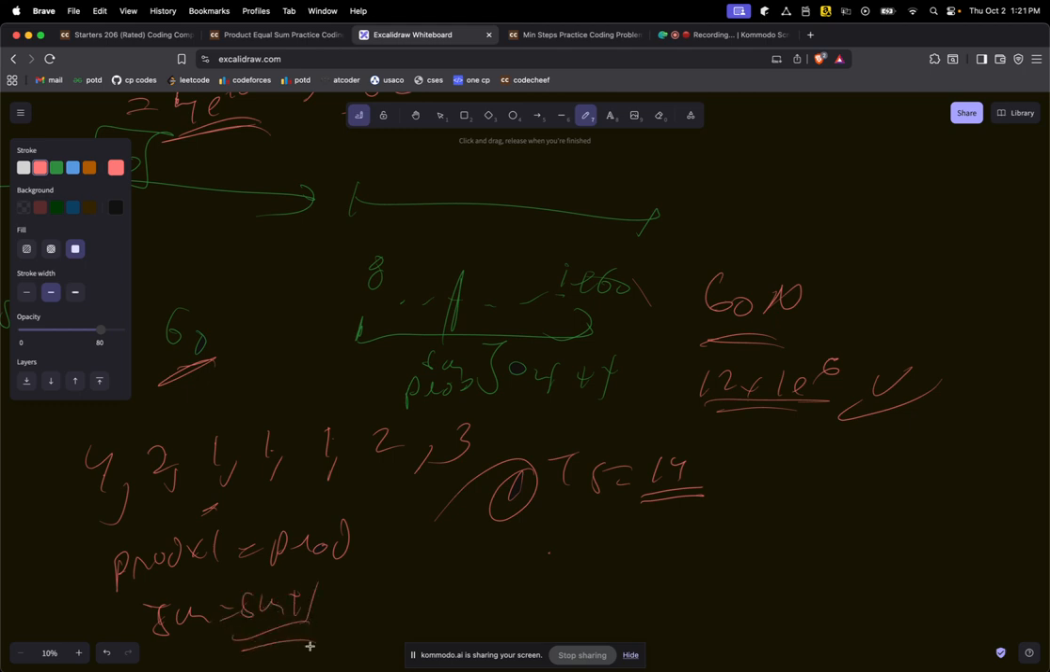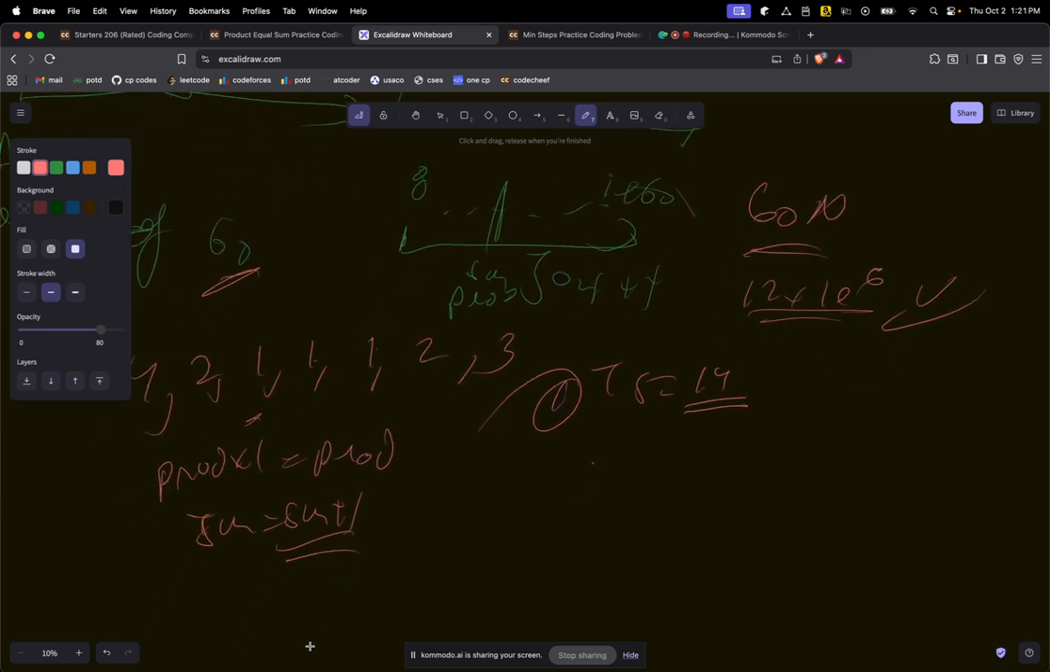Sum plus one. So now the claim that the maximum window size can be 60 becomes false, because if you have a lot of ones, then all those ones can come up. The product would remain the same, but the sum would increase. Hopefully this makes sense. So you cannot bound the maximum window size by 60 or 100 or any constants.